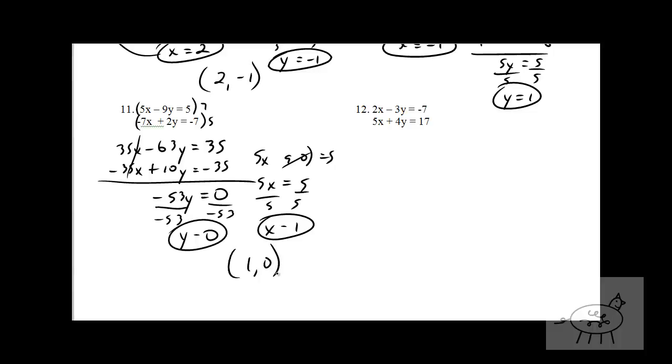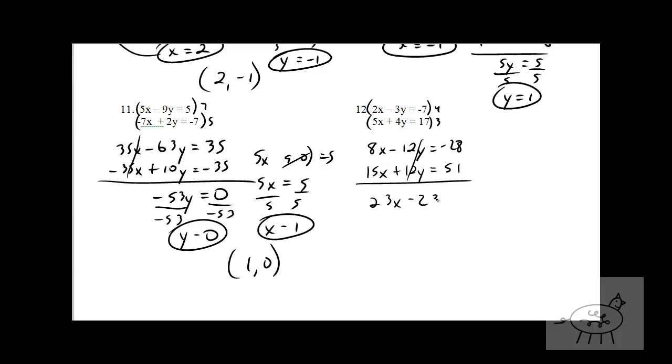Okay, not bad. And the last one, it's pretty obvious I'm going to get rid of the y because it's already opposite. So I'm going to multiply this by 4 and this by 3. Okay, so I wind up getting 8x minus 12y equals negative 28, and 15x plus 12y is equal to 51. So the y's cancel, and we have 23x equals 23.